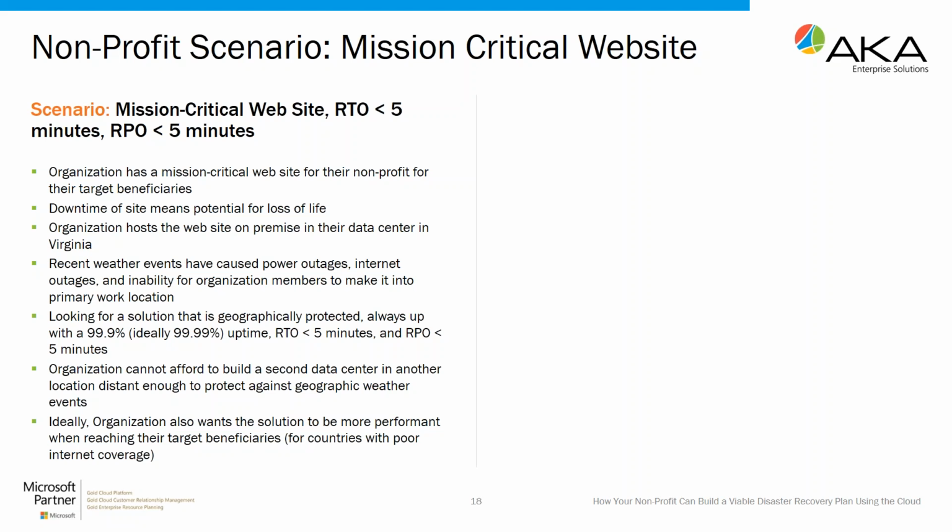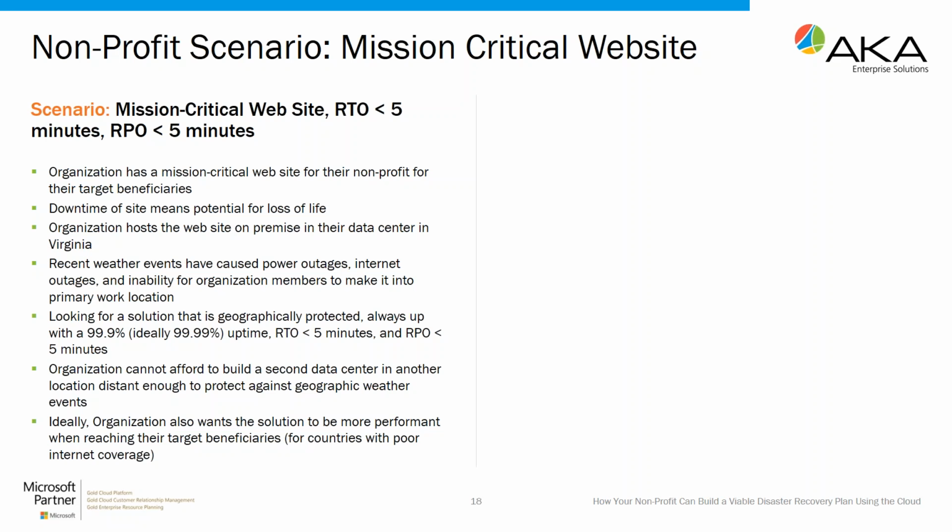This organization has their website hosted in a data center in Virginia, not unlike most organizations that have some sort of on-premise data center. That location has also been recently hit with bad weather events, with hurricanes, with flooding. Virginia tends to be the same as the Carolinas. When it comes to a bad weather event, we get in all kinds of trouble. Well, they're looking for a solution that is geographically protected. They don't want to have to worry about what happens in the Virginias anymore, what happens on the East Coast.